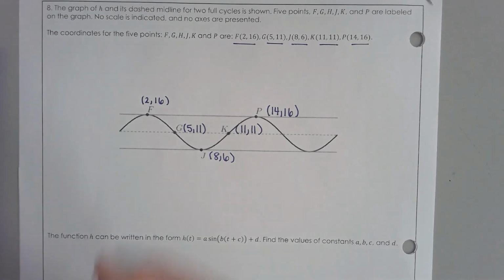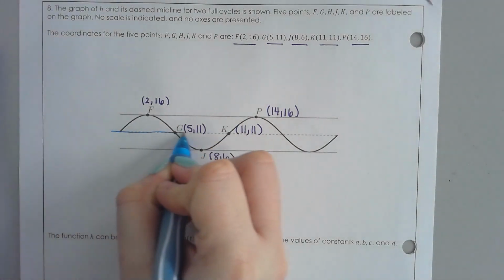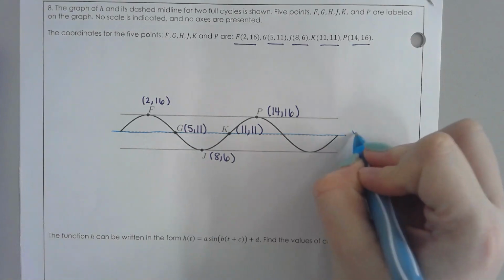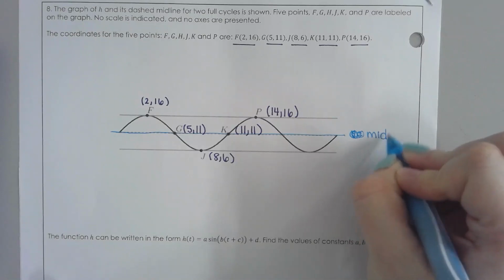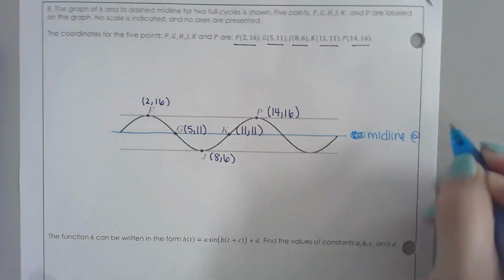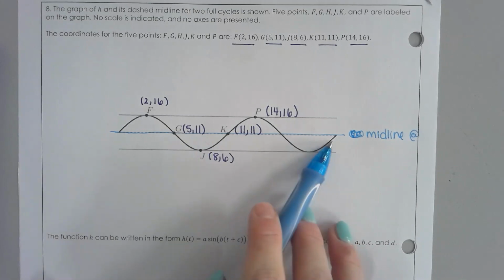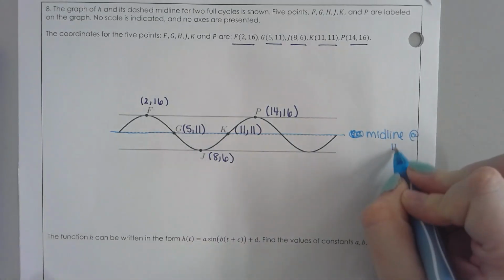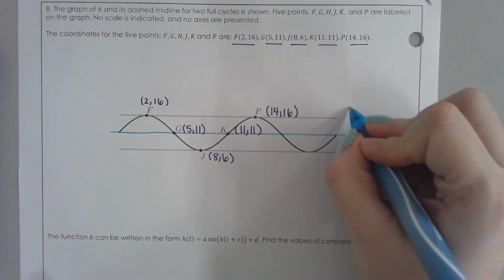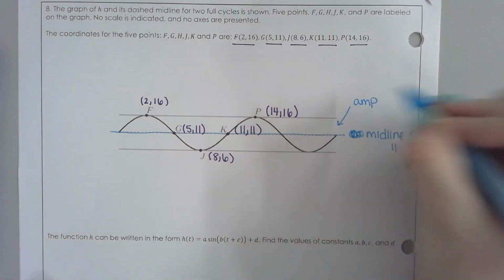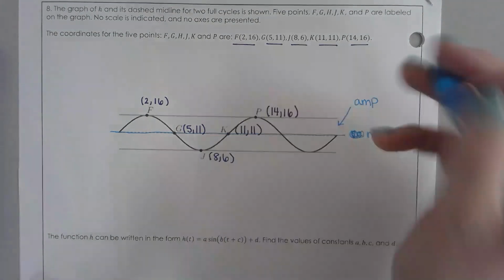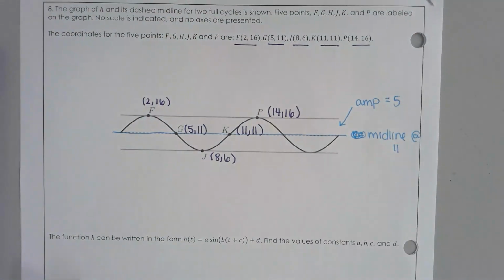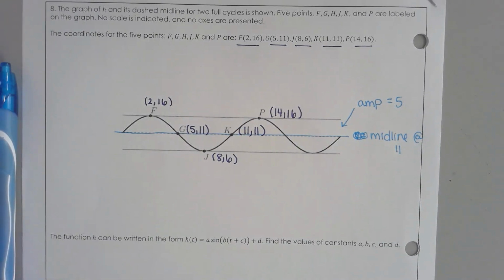So these pictures are nice because your midline is like right there. So it's at 11. Your amplitude is, remember, this distance from the midline up. So from 11 up to 16, that's 5. And then your period, you're looking at your x values.